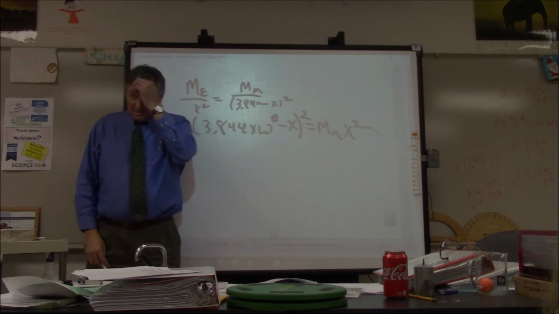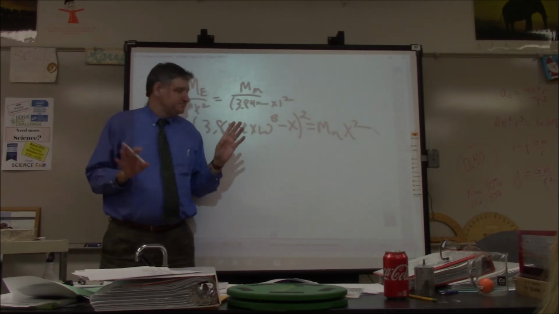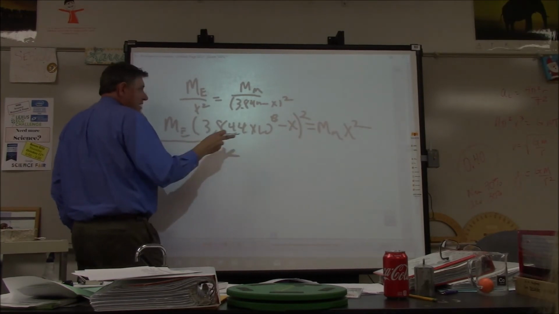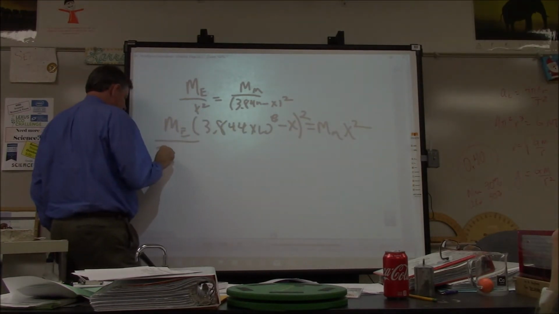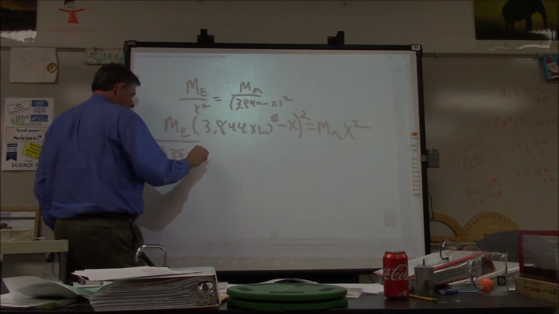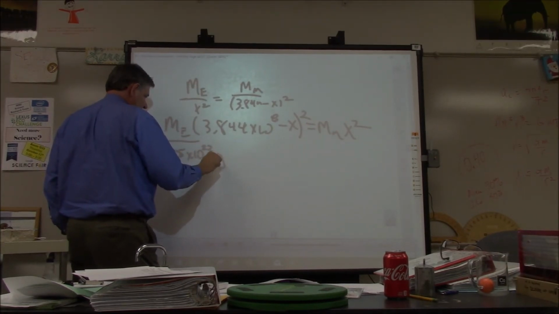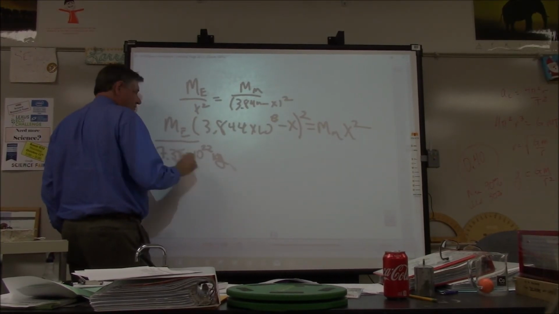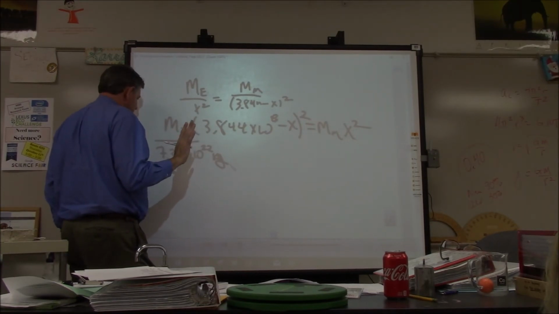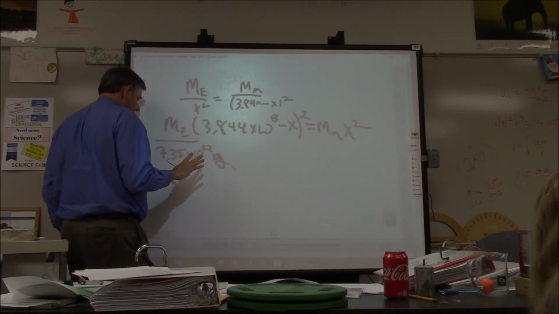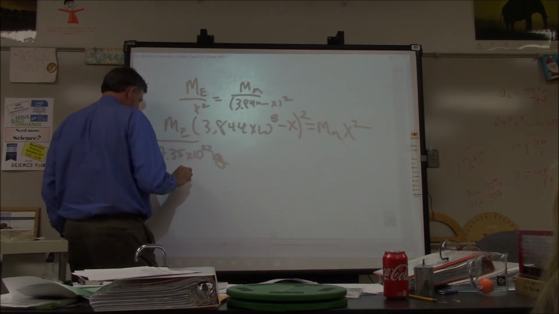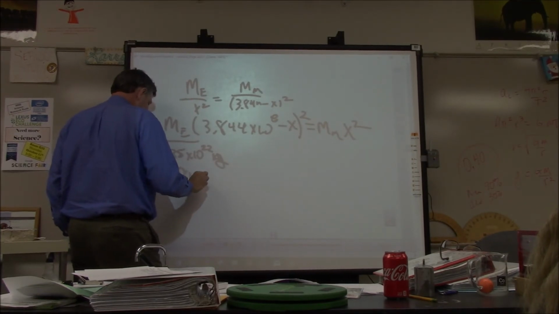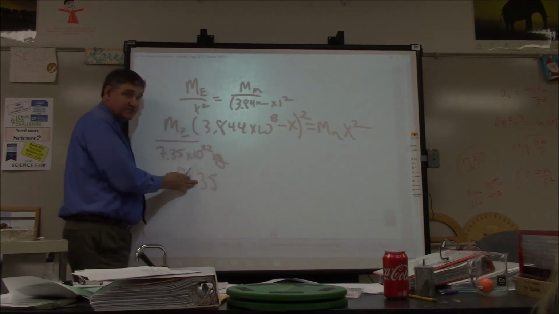Now, to simplify this a little bit, so we don't have to deal with such huge numbers, somebody take the mass of the Earth, which you all have stored in your calculators, and divide that by the mass of the moon, which is 7.35 times 10 to the 22nd kilograms. Just give me the number. It's 81. Give me two decimal places. 81.35. Now this has no units because it's kilograms divided by kilograms, right?